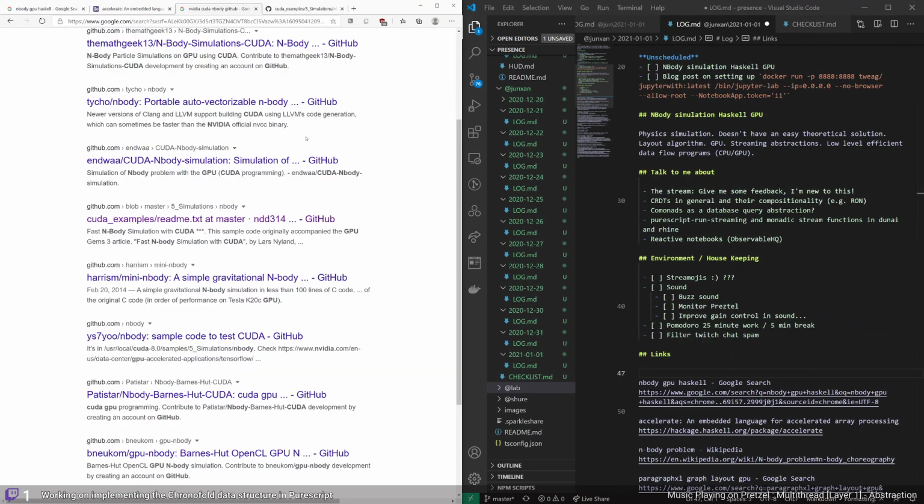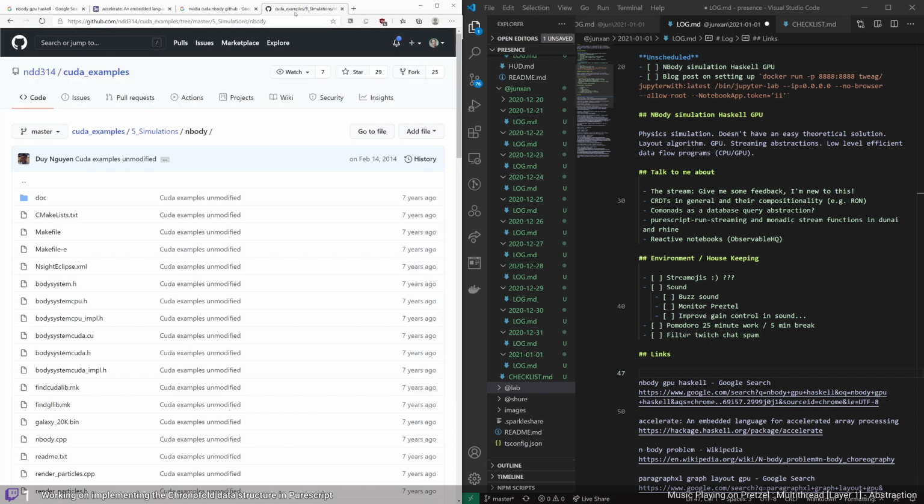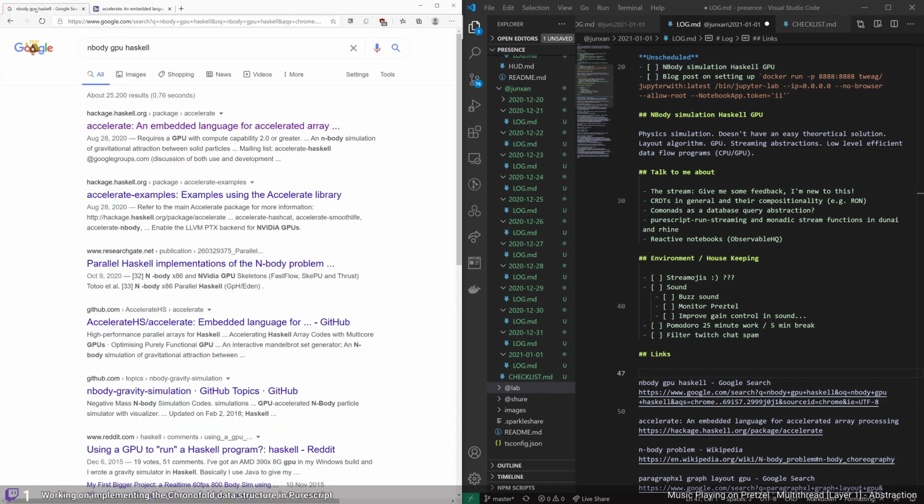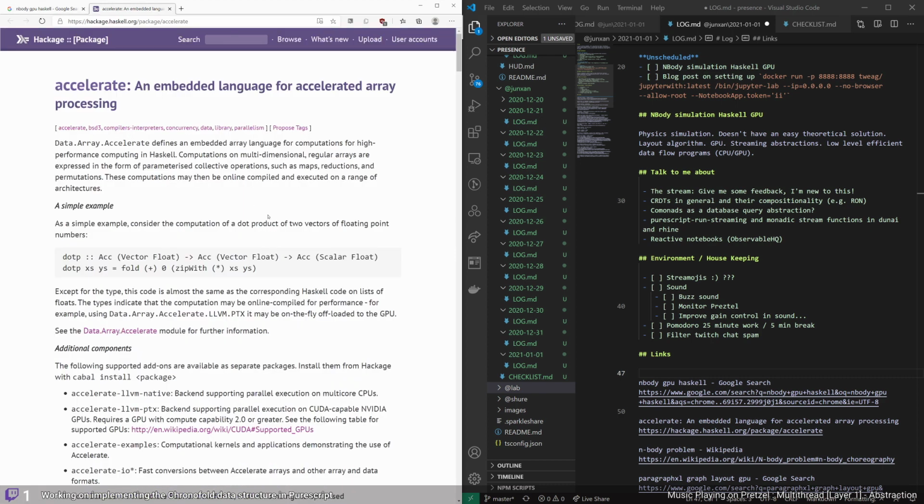And that means that what I'm more interested in is seeing, okay, well, is there an NBody implementation that uses the GPU in Haskell? And yes, there is. There's Accelerate, and Accelerate is a suite of tools that are really done to optimize high-performance computing with Haskell. So pretty much the bleeding edge of performance in Haskell.